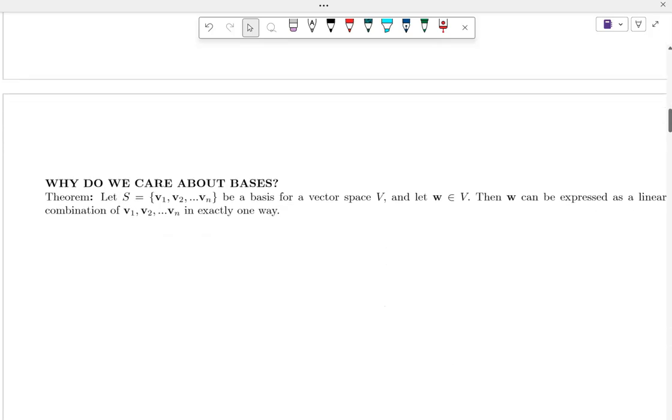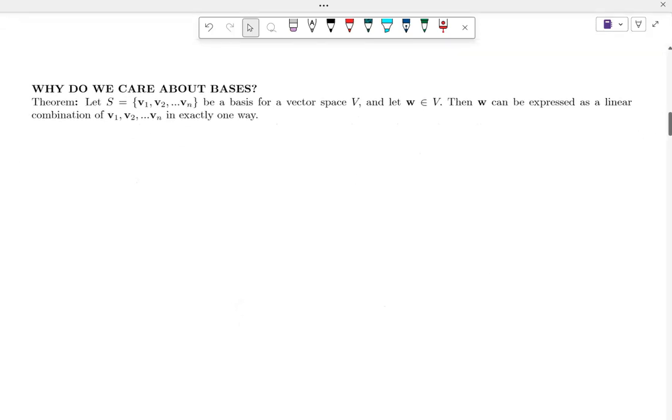Okay. Why do we care? What's the big deal about a basis? So we've already alluded to this, like we said in Calc 3, if you have that set of vectors, that i, that j, that k, I know that I can express any vector in Calc 3 as something times i plus something times j plus something times k. And if I change those coefficients, I change the vector. There's a unique representation.